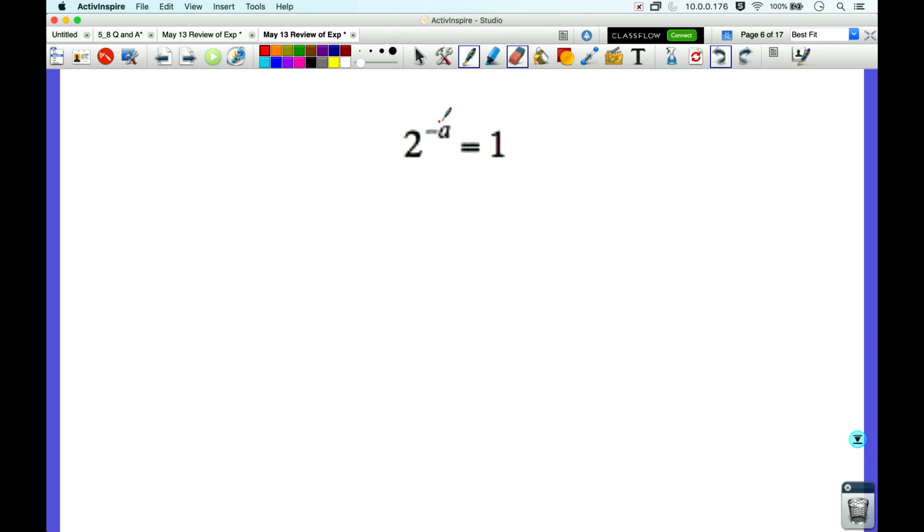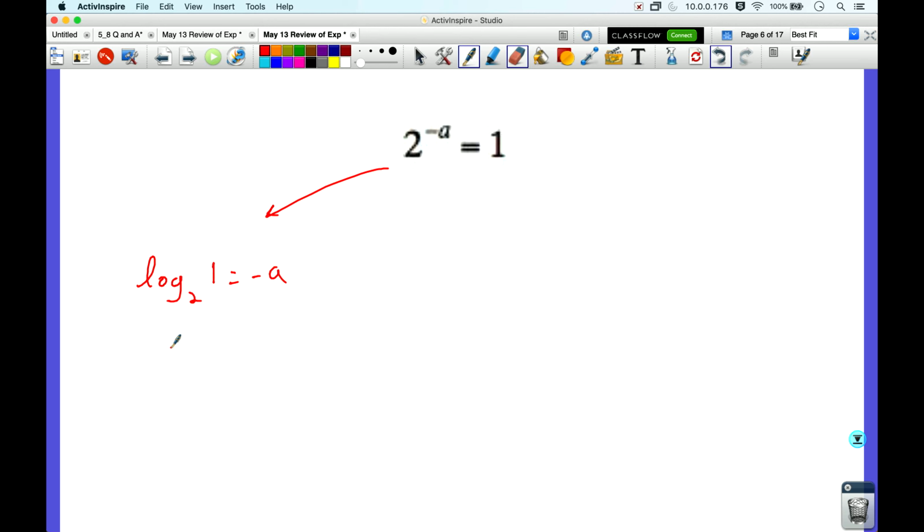Here we only have the variable on one side, so we can use logarithms here. I'll show that over here. We would do log, the base of the exponent becomes the base of the log, and then the exponent and the number on the other side switch spots, so log base 2 of 1 equals negative a.